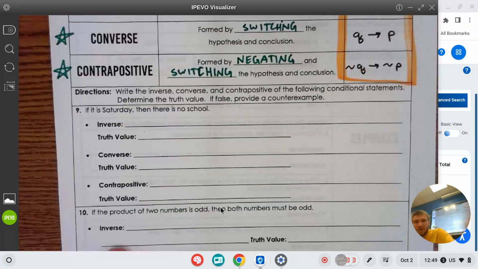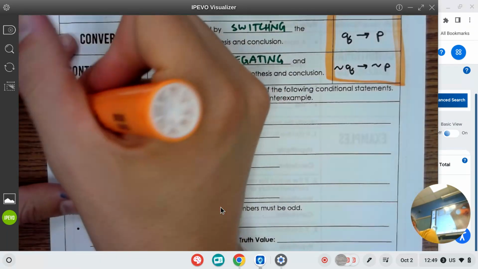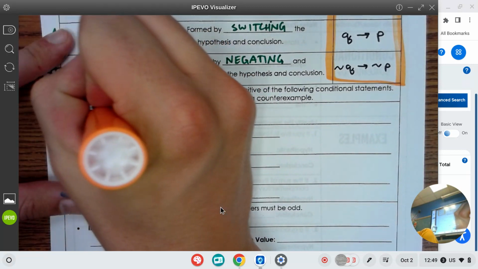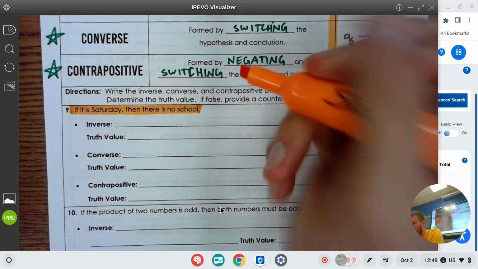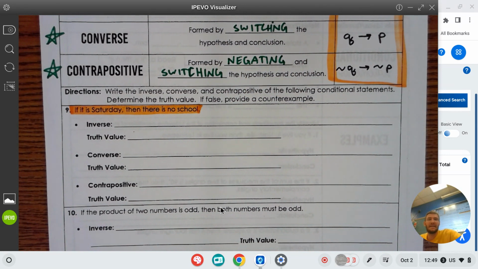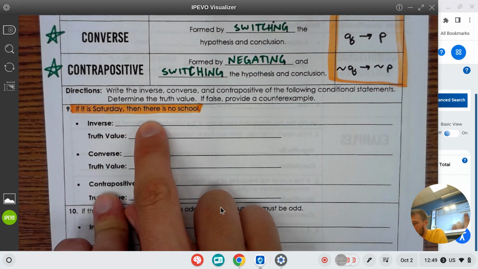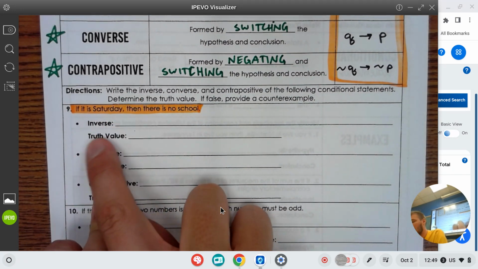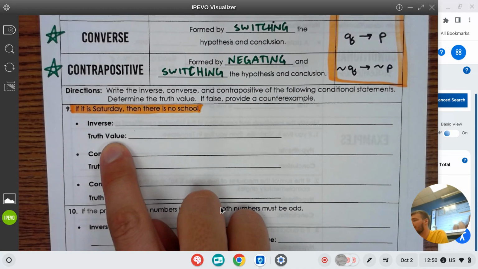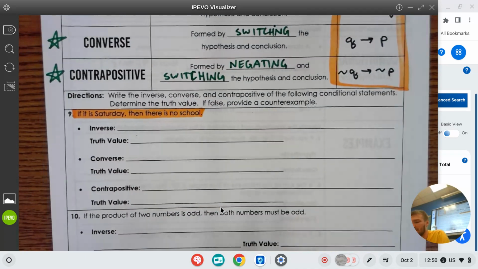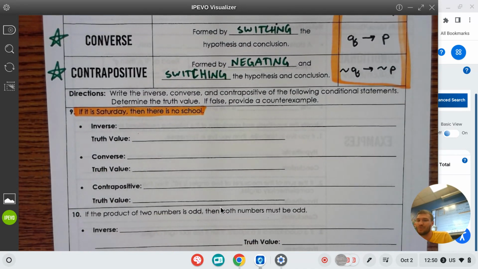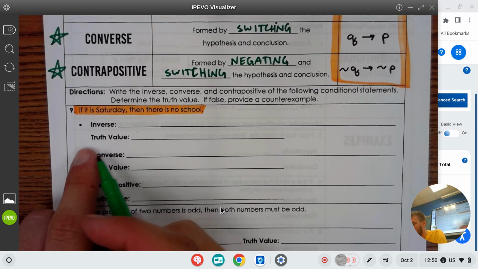First of all, we're going to look at these statements. We have an if-then statement. It says, if it is Saturday, then there is no school. And that's good news. Hopefully we don't change up on that. Now, a quick reminder on truth value. Don't overcomplicate truth value. It literally just means, is this true or false? True or false, truth value, that's all it means.